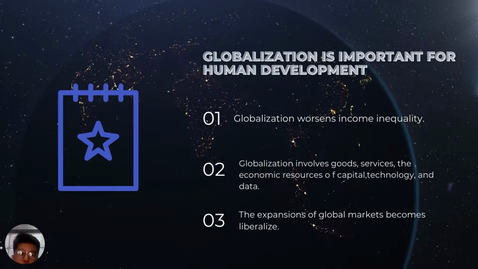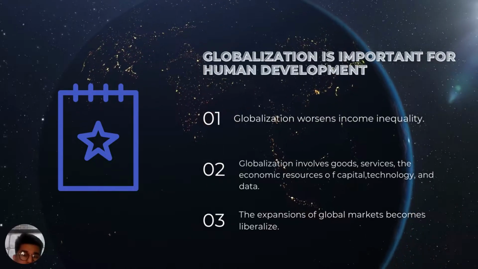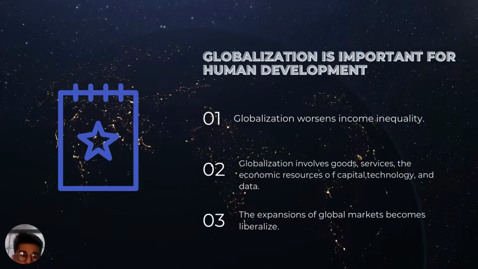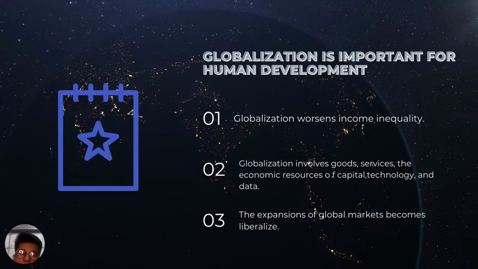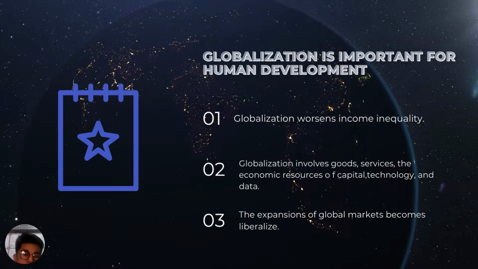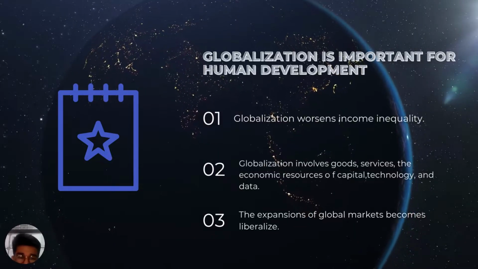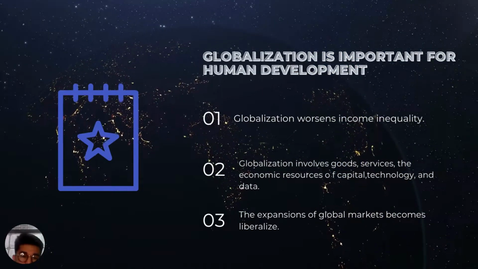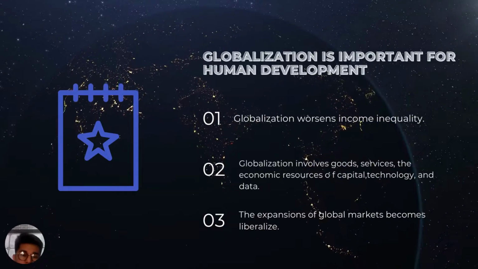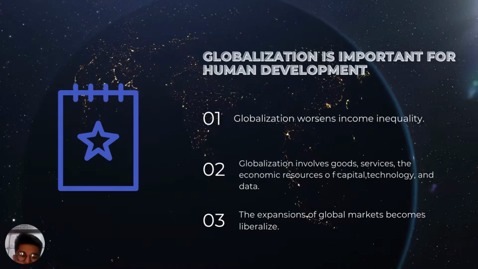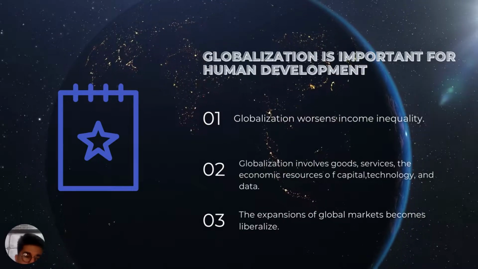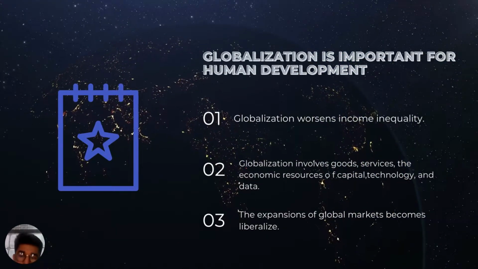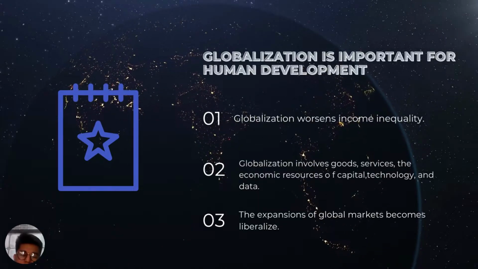Globalization is important for human development because there is a strong relationship between globalization and human development. First, globalization worsens income inequality. Why? Because it has made the rich richer while making the poor poorer. The second is globalization involves goods, services, and economic resources of capital, technology, and data. And lastly, the expansion of the global market becomes liberalized because of the activities of the exchange of goods and funds.